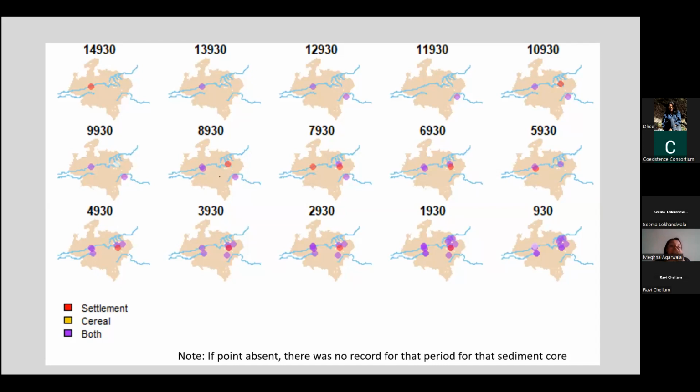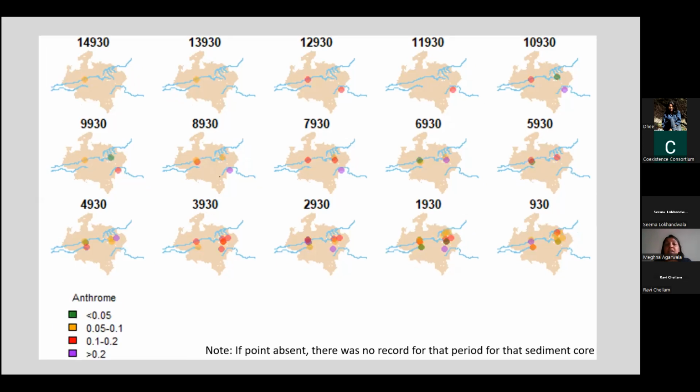Okay. So one thing we can see is that whenever there are cores, the settlement seems to be there from the beginning, from 15,000 years ago. And cereal seems to follow soon after. And again, like in our previous thing, sometimes settlement switches to cereal, sometimes cereal goes away and it's still settlement. So again, there's a fluctuation between settlements and cereals, but they've been there on the landscape for almost the entire period that we examined.